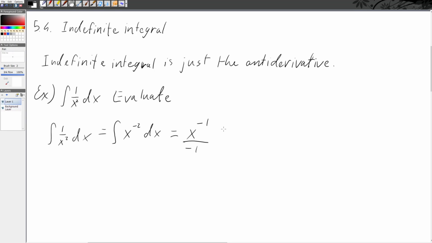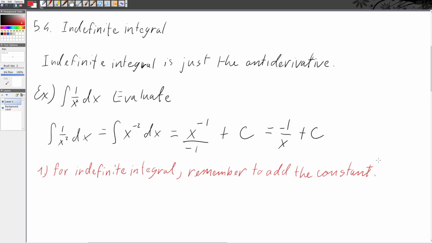And here is the first thing that I want to note. Keep in mind, whenever you take the antiderivative, you have to have a plus c. You have to have a constant because we don't know whether the original function had a constant or not. So first thing I want to note, remember the constant for an indefinite integral.